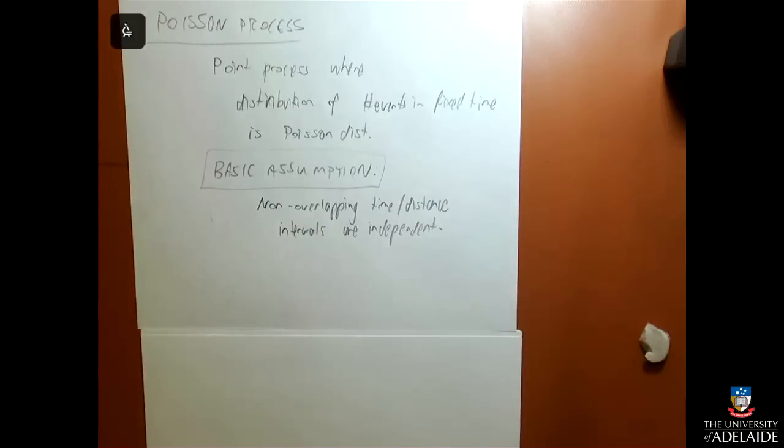And some useful facts are that if you do have a Poisson process, as in a point process where non-overlapping time or distance intervals are independent, then you can describe how many events happen in a fixed time interval with a Poisson distribution, and you can describe how long it is until an event with an exponential distribution.